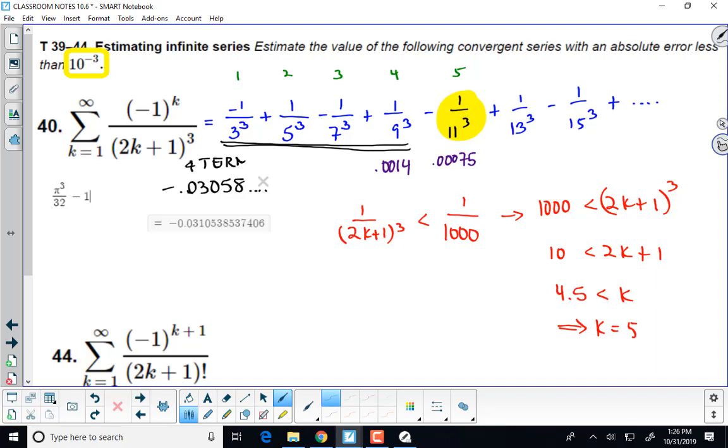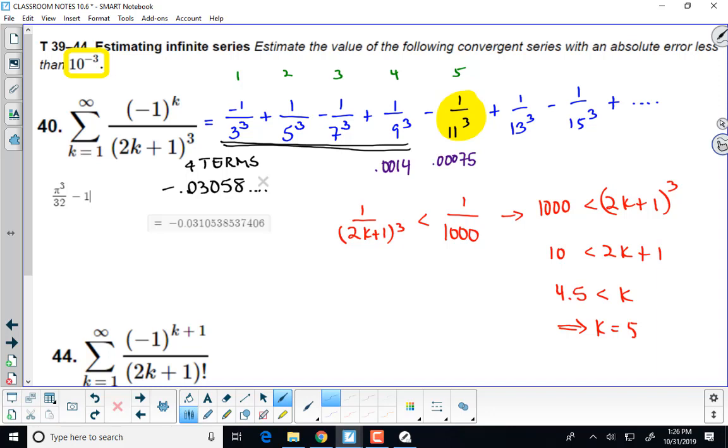And writing the summation symbol would be starting at one, to four. We add up 1 to 4. We'll get that number, and that number will be less than 1,000th from the actual sum. See it? So the k value corresponds to the next term.